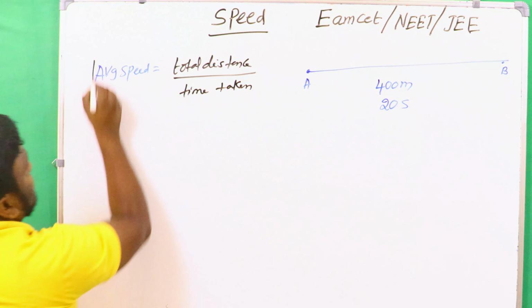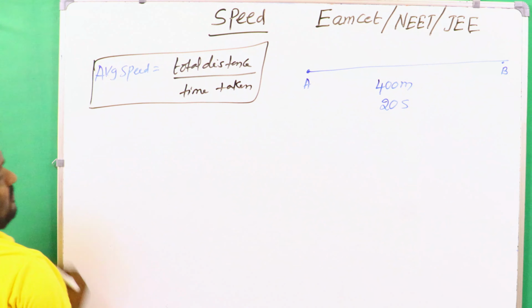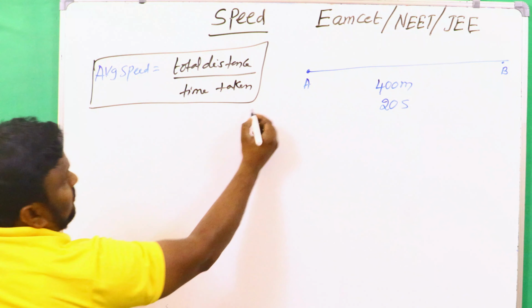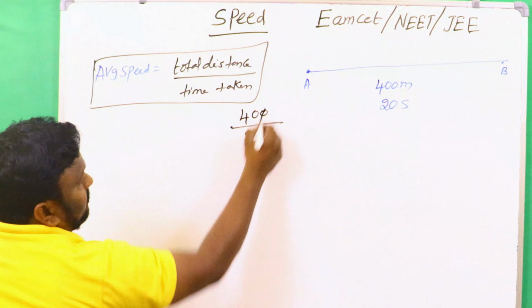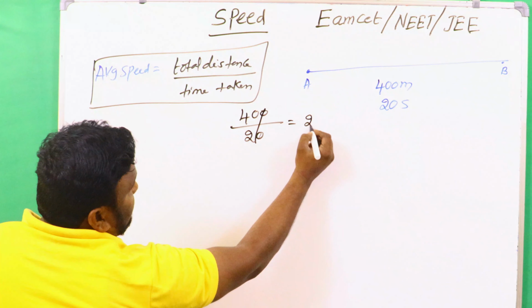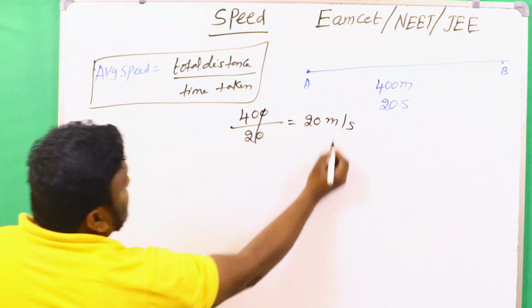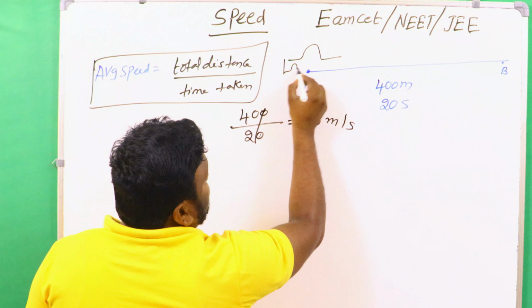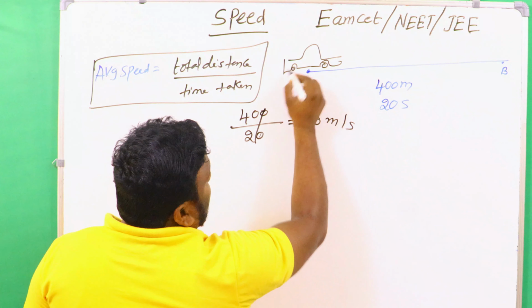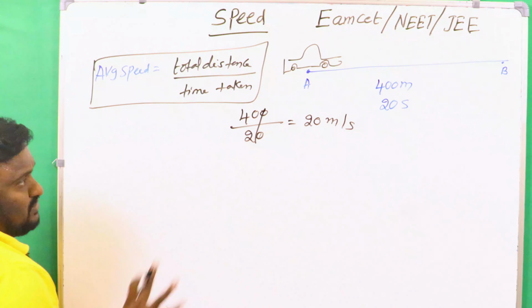This is the average speed. Clear? And total distance, how much here? 400 meters. And time is 20 seconds. So 20 meters per second is its average speed when the vehicle moves from starting point A to final point B. It's a simple thing here.